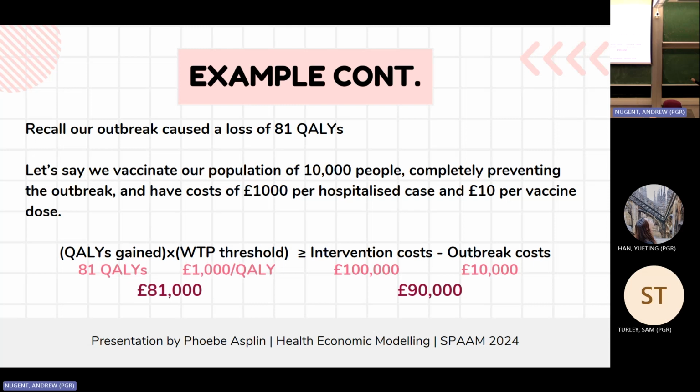However, if we changed our willingness to pay threshold down to £1,000, which I think is similar to what they have in the DRC, where their GDP is around £500 per capita, then in this case the intervention would no longer be cost effective, assuming that all of the underlying disease model would be the same in that setting.